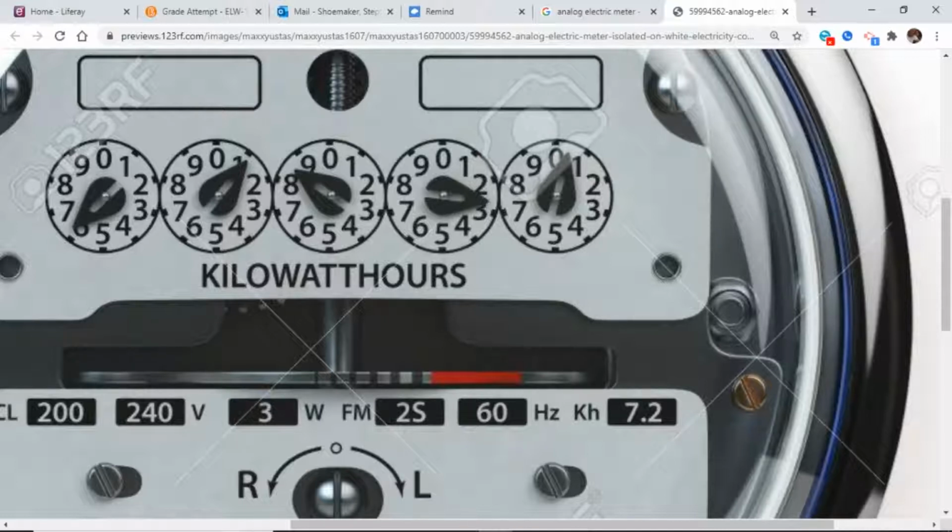Here you see the red portion on the disc. I think that's 1 watt. So that thing's spinning real slow. That lets you know you used 1 watt every time it hits the red. If it's going by real nuclear fast, you can't even count it.